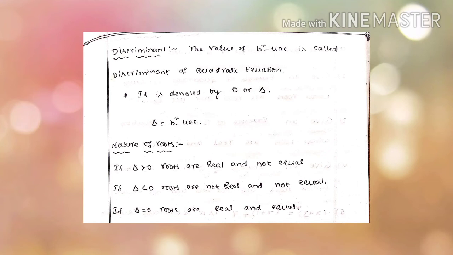If delta value is less than 0, that is negative, then the roots are not real and not equal. Less than 0, negative, so not real, not equal. If the delta value is exactly equal to 0, not positive, not negative, exactly 0, then the roots are real and they are equal. If equal to 0, then roots are real and equal.